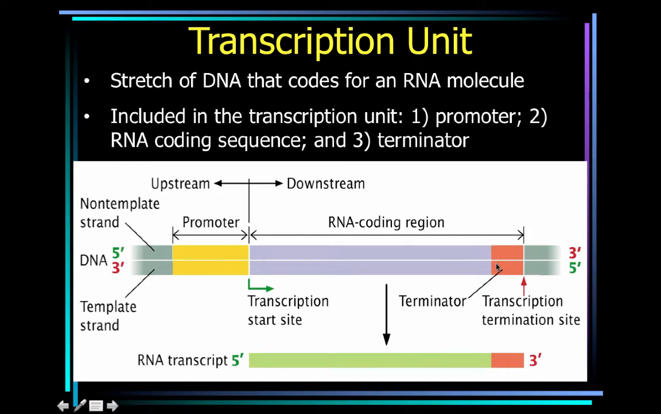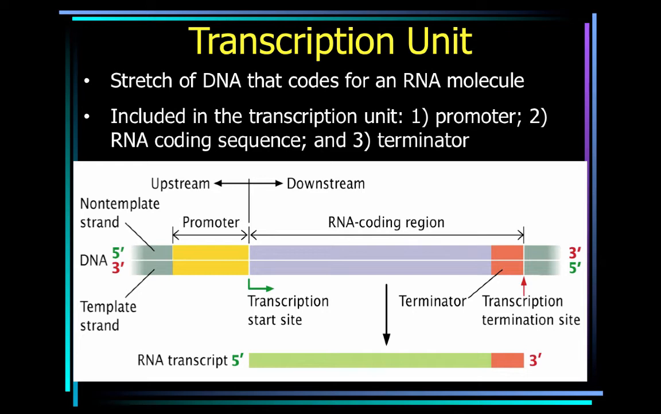So the way that we orient this transcription unit is by first starting with our DNA strands. Our first strand is going to be oriented 5' to 3', and our second strand is going to be oriented 3' to 5'. So our top strand is going to be our non-template strand, whereas our bottom strand is going to be our roadmap for the transcription process.